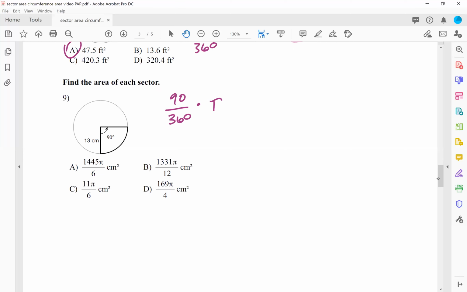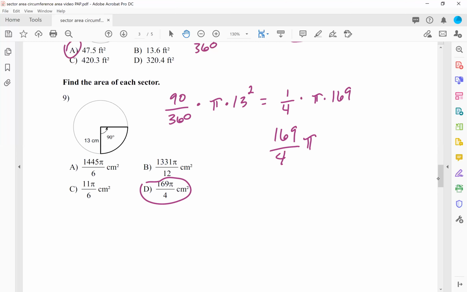So times pi, and then times our radius, which is 13, and we square it. What you can do, because you see all of our answer choices here are fractions, is do 90 divided by 360, and we get 0.25, which is 1/4, times pi, and then times 13 squared, which is 169. So right now I have 169 over 4 pi, and so I can see here that my answer is D.